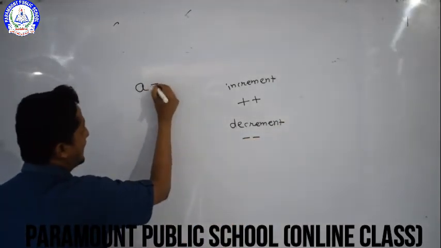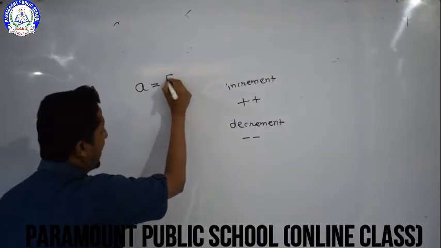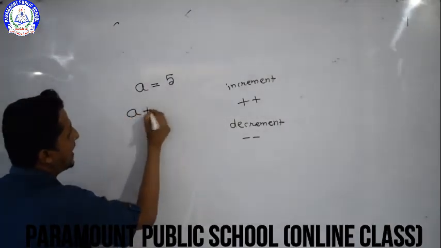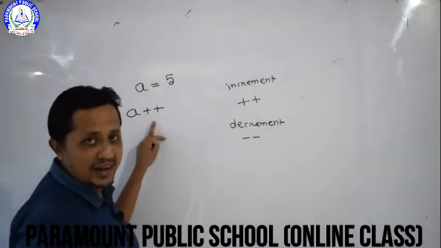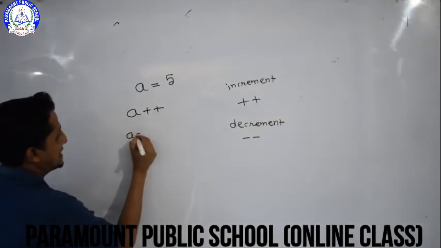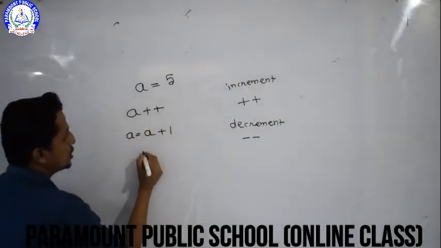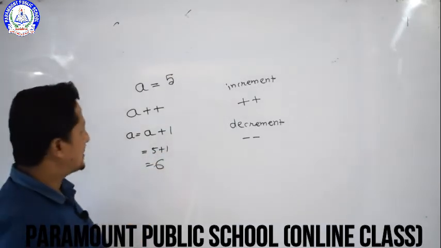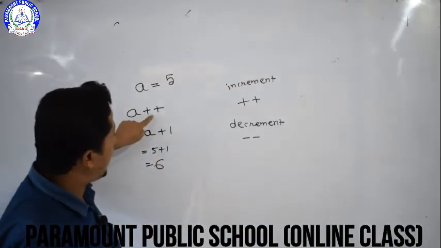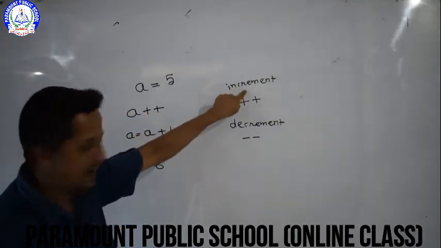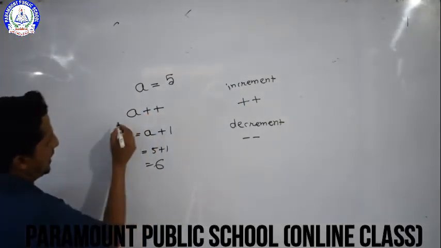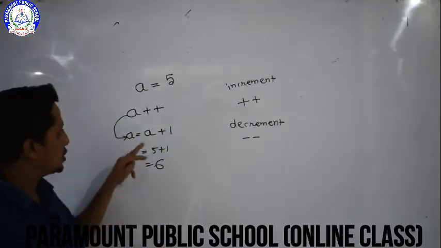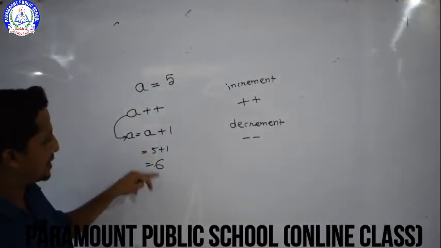Say A is equal to 5. Now what will be the value of A plus plus? The meaning of A plus plus is A is equal to A plus 1. A plus plus means increment. So the value of A is 5, and 5 plus 1 is 6.